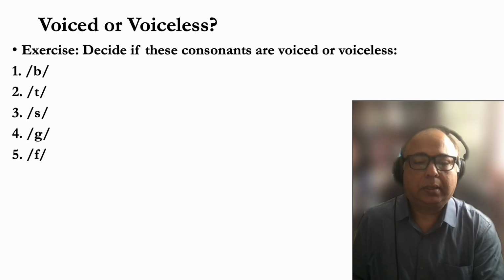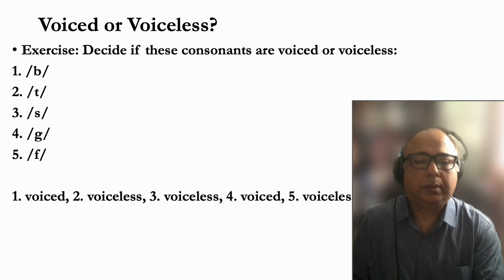Now is your time to practice pronouncing these consonants and decide if they are voiced or voiceless. So, pause this video at this point and practice. It should take you no longer than a minute, maybe. Okay. So I'll wait for you to pronounce these sounds and I'll show you the answers. 1 is voiced, B. 2 is voiceless, T. 3 is voiceless, S. 4 is voiced, G. And 5 is voiceless, F.